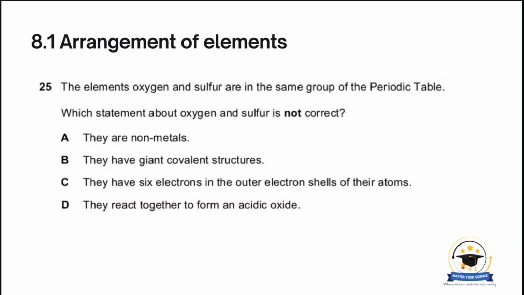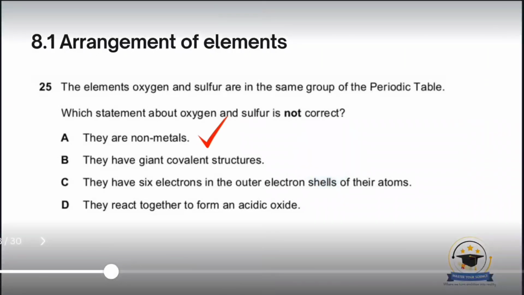Now the elements oxygen and sulfur are in the same group of the periodic table. Which statement about oxygen and sulfur is not correct? So we need to identify the incorrect statement. So the first statement says they are non-metals. This is a correct statement. And it says they have giant covalent structures. That is incorrect.